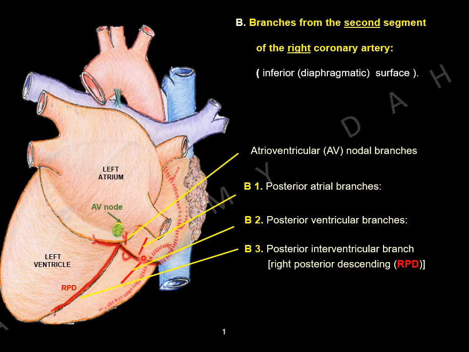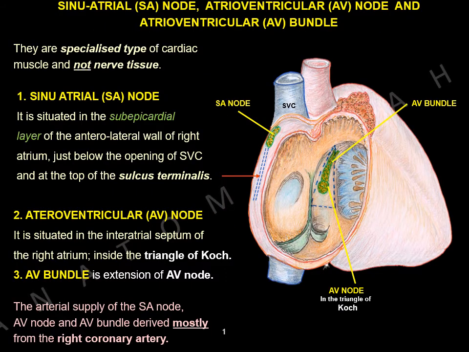And you may have coming from here, that is from the second segment of the right coronary artery, supplying to the atrioventricular node. This AV nodal branch is coming from the second segment of the right coronary artery. Sinuatrial SA node, atrioventricular AV node, and atrioventricular AV bundle are specialized type of cardiac muscle and not nerve tissue.